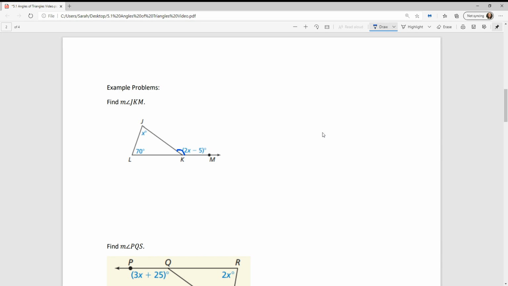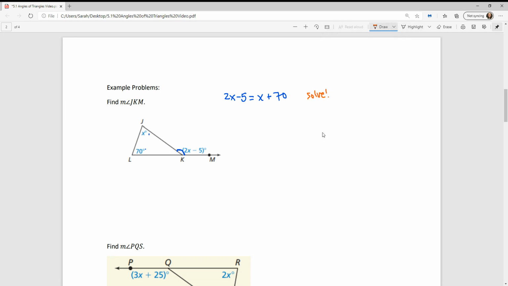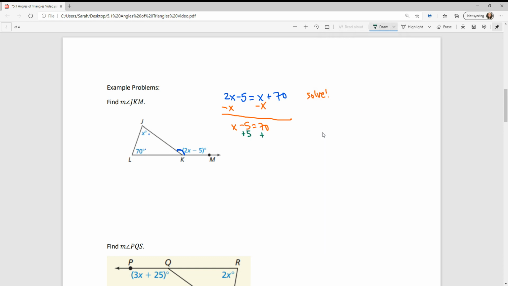We know that this exterior angle here is going to equal the sum of these two non-adjacent interior angles. So measure of angle JKM, which we know is 2x minus 5, is going to equal these two added together, x plus 70. From here, this looks like a basic equation that we can solve. We've been doing things like this off and on all year, so let's do that. Let's get our x's on the same side of the equation by subtracting x. 2x minus x is just x. Get our numbers on the same side of the equation, undo minus 5 by adding 5. And we get that x equals 75.